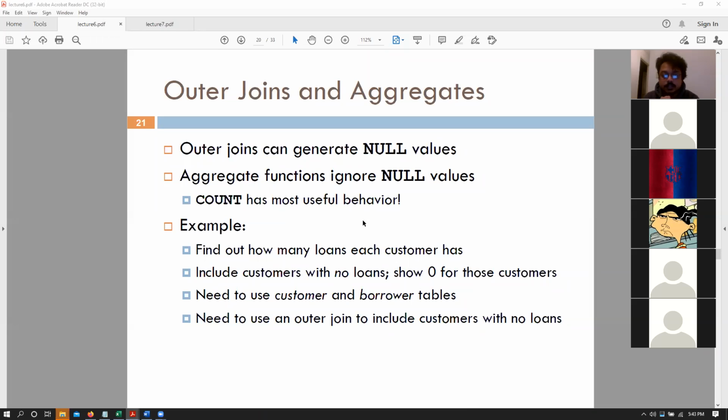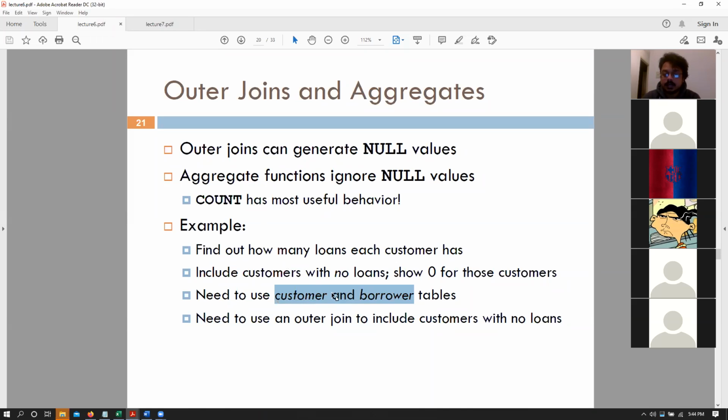So for example, if we wanted to find out how many loans each customer has, then we would basically try to join the two tables, customer and borrower, and then figure out if any customer has null values for their loan IDs. And if there is a null value for the loan IDs, in that scenario, the count would result in a zero, and we would say that that person has zero loans or more than that. So essentially, if we join customer and borrower, we would actually want to have a left outer join in this case.